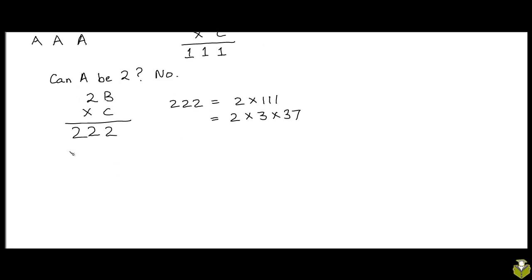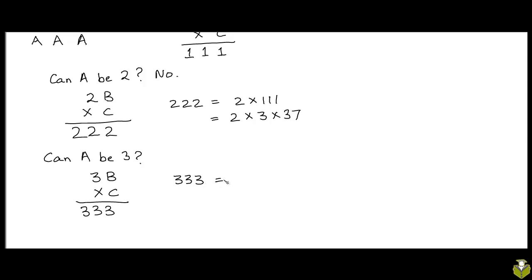No. Let's see if A can be equal to 3. Well, what happens if we put A as 3? In that case, some number 3B times some single digit number C should be equal to 333. So again we need to check whether this number 333 can be factorized in a way that it allows us to express 333 as the product of two numbers, the first of which is a two-digit number with 3 in the tens place.